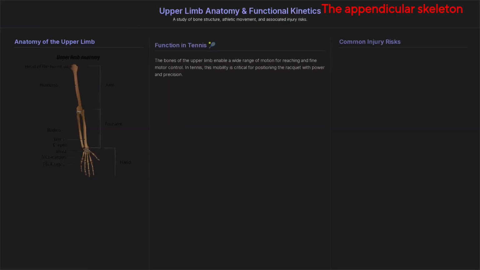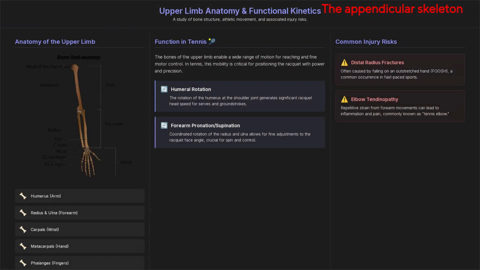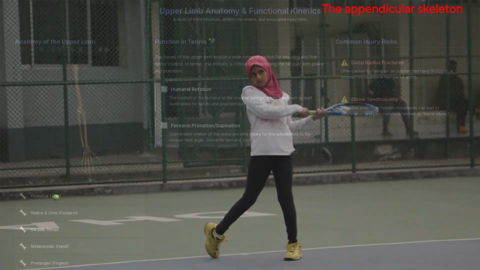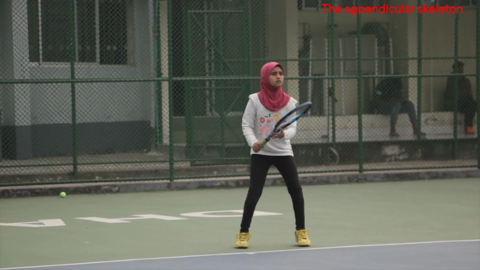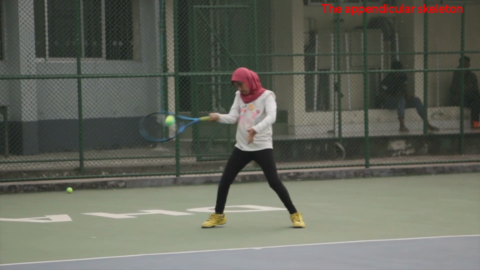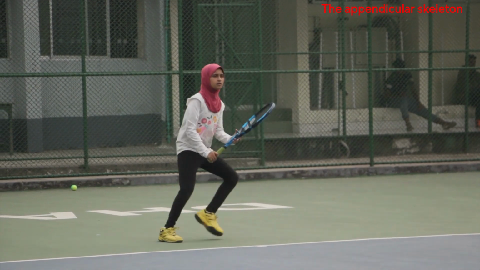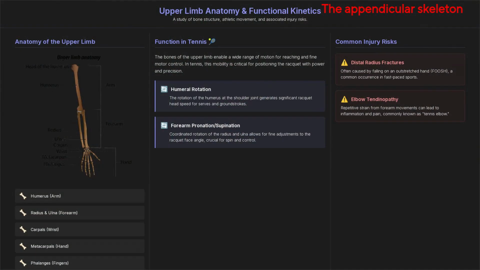The upper limb bones include the humerus, radius, ulna, carpals, metacarpals, and phalanges, and enable reaching and fine motor control. This is exemplified in tennis, where humeral rotation and forearm pronation and supination coordinate racket positioning, though this mobility increases injury risk, including distal radius fractures and elbow tendinopathy.